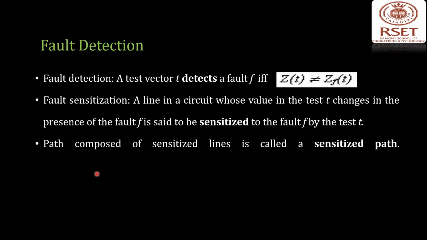Now, another terminology is sensitized path. A path which is composed of sensitized lines is called the sensitized path. Usually we say that a test T propagates a fault F along the sensitized path. So usually we say that test T is going to activate F. If that test T is going to activate F, then it means that test T is going to detect F if this condition is met. Hope this is clear.